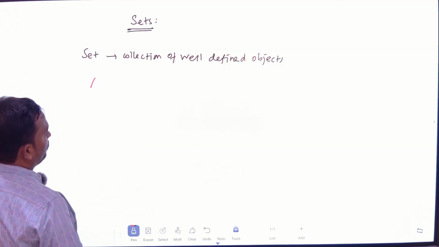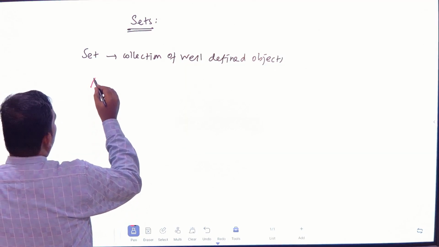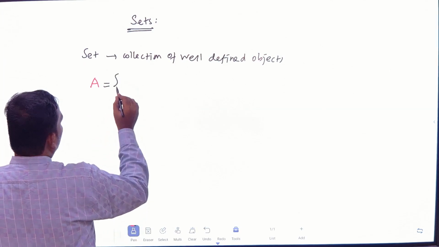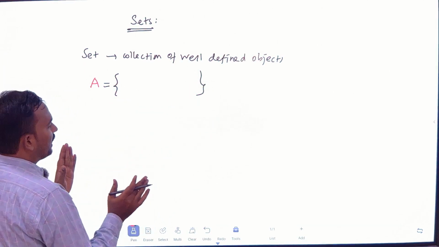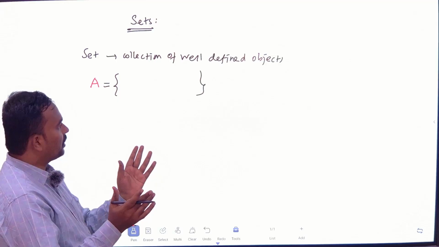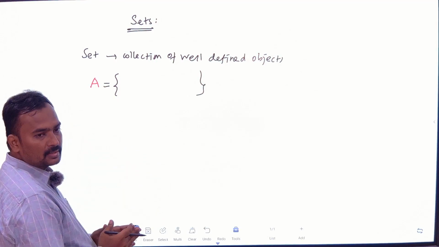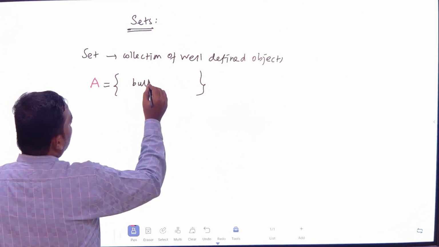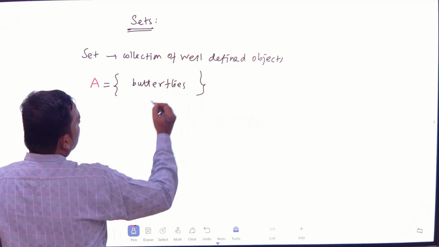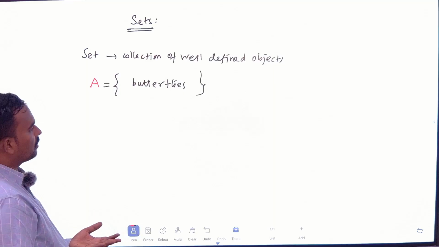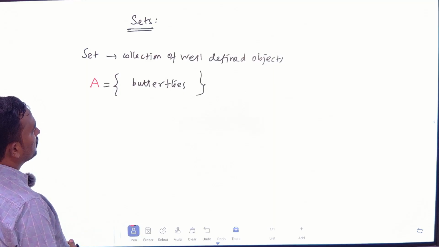So what is meant by well-defined? Let us take the set A. I'm just calling the name of the set A. The set consists of elements, and you use curly braces, and within the braces you fill in the elements. For example, here you can take butterflies. This is definitely a set. It is well defined. It doesn't matter if it is countable or not countable, you can just collect it.